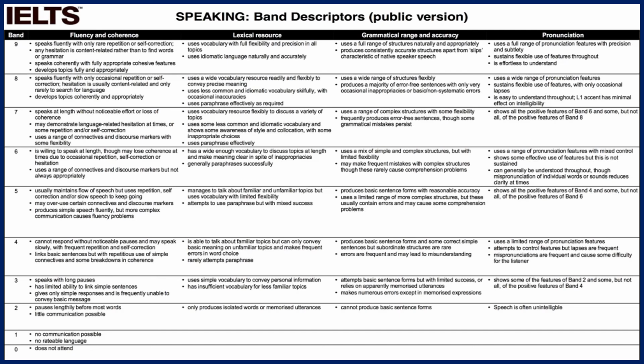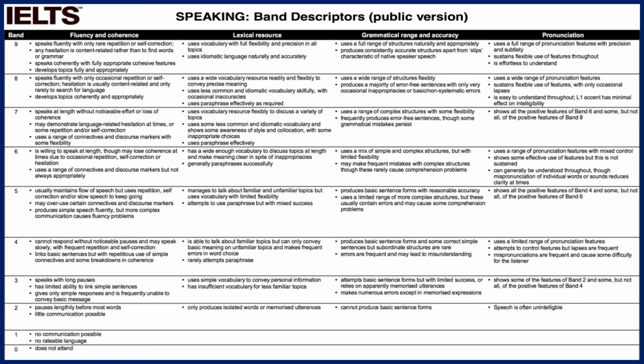So, as the parameters have been described previously, here is a detailed version of the same. Here you can see, if you want to score a certain band, what is the kind of speech you should have. Let us look at 8 bands. If you want to score 8 bands, you need to speak fluently with only occasional repetition or self-correction. Hesitation is usually content related and only rare to search for language. Here you develop topics coherently and appropriately.